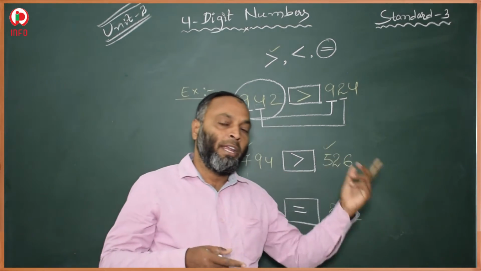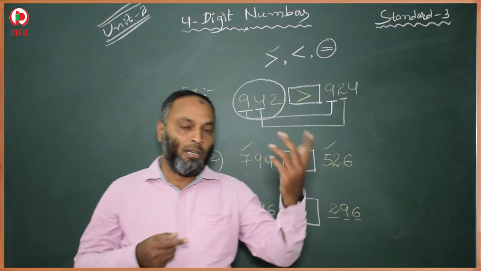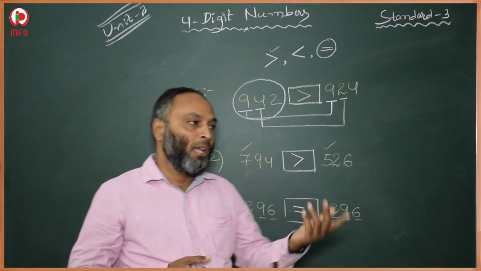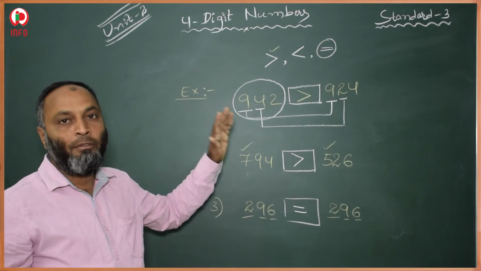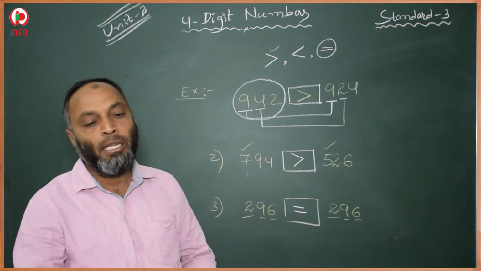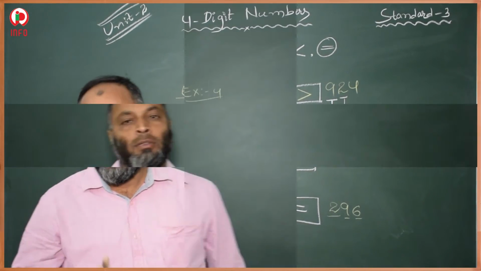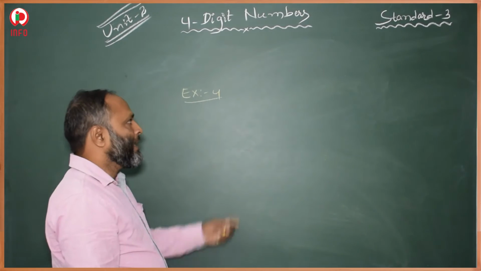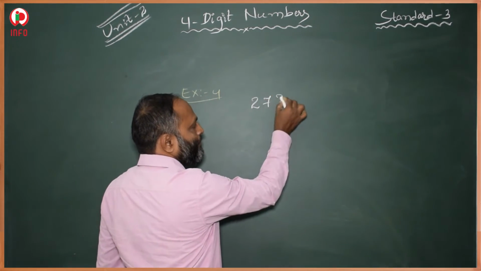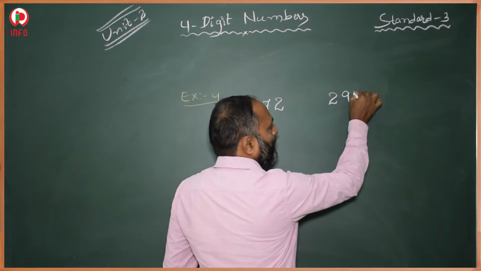What did we learn in this recapitulation? Already we discussed 3-digit numbers. First, how to write in words if a 3-digit numeral is given. Second, how to compare two 3-digit numbers using the greater than, equal to and less than symbols. Yes friends, then please see example 4. Suppose one question is 272 and 294.